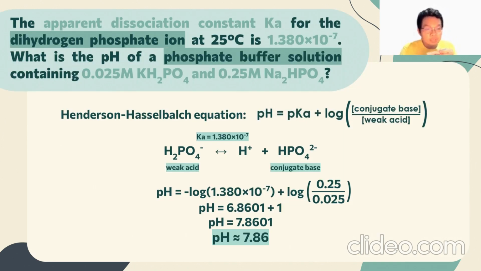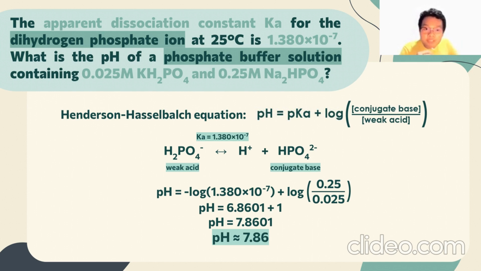Finally, the apparent dissociation constant Ka for the dihydrogen phosphate ion at 25 degrees Celsius is 1.38 times 10 to the negative 7. What is the pH of a phosphate buffer solution containing 0.025 molars of potassium dihydrogen phosphate and 0.25 molars of sodium hydrogen phosphate?